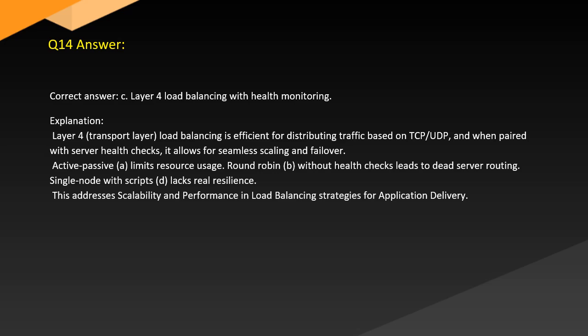Answer. Correct answer. C. Layer 4 load balancing with health monitoring. Explanation. Layer 4 transport layer load balancing is efficient for distributing traffic based on TCP/UDP, and when paired with server health checks it allows for seamless scaling and failover. Active-passive, A, limits resource usage. Round-robin, B, without health checks leads to dead server routing. Single node with script, D, lacks real resilience. This addresses scalability and performance in load balancing strategies for application delivery.